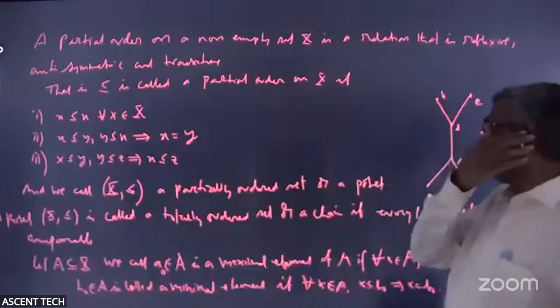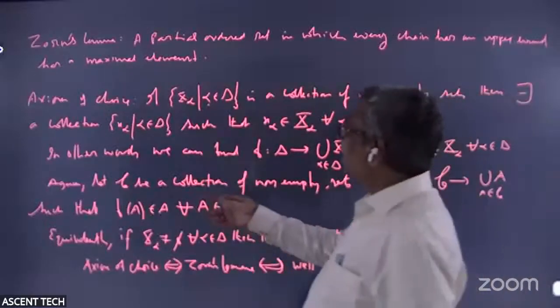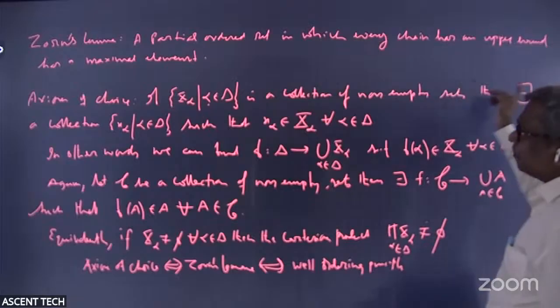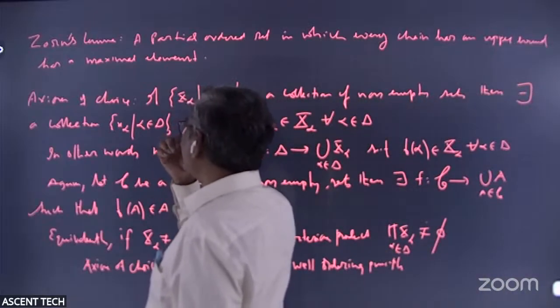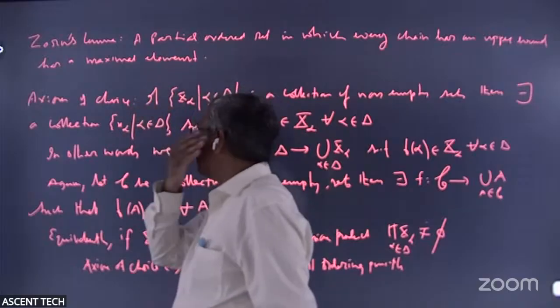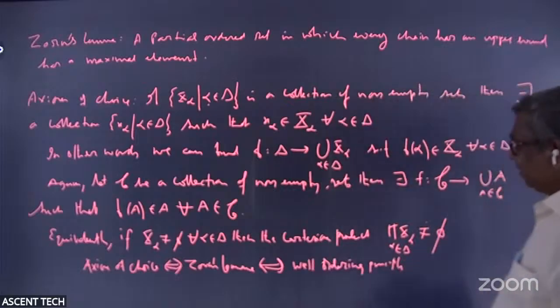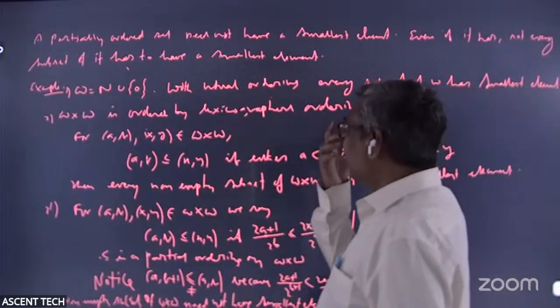I said what a partially ordered set is once again, and what a maximal element is, and then I stated Zorn's lemma: a partially ordered set in which every chain has an upper bound has a maximal element. I didn't prove that; that proof is also a little long. Then I stated the axiom of choice.